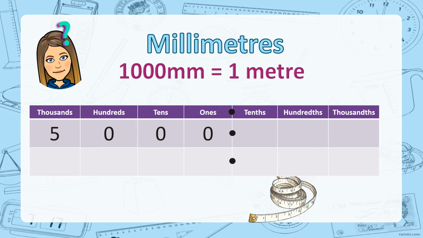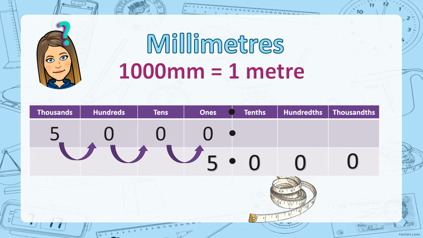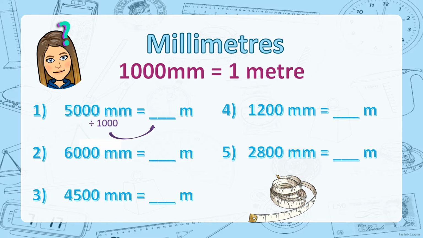So let's try it. Let's move 5 3 spaces to the right. 1, 2, 3. The 5 ends up here. We do the same to all of the zeros, moving them 3 times. We end up with the number 5. So 5,000 divided by 1,000 equals 5. So our answer to question number 1 is 5.